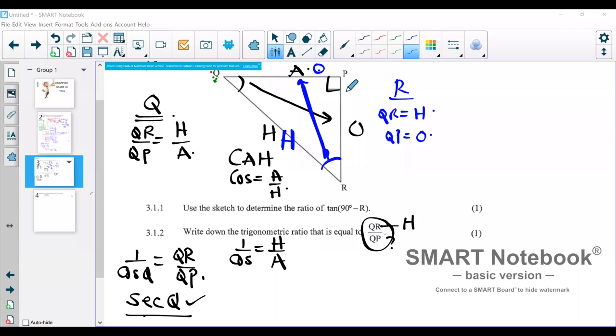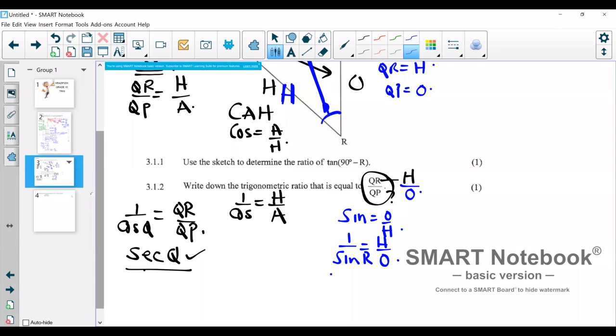So if I'm using that, I now have H over, and what's my QP? O, which is the opposite of what? Sine. Remember, your sine is opposite over hypotenuse. Therefore, 1 over sine equals hypotenuse over opposite. So I'm going to say 1 over sine R. That's why some people gave me this as cosec. But please, when you write the trig ratio, put the angle in front of it so that we are able to see which angle you are referring to.